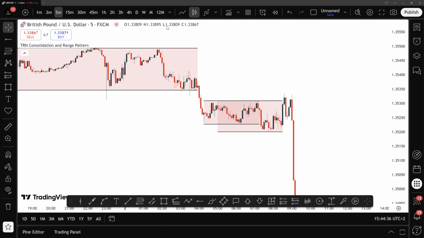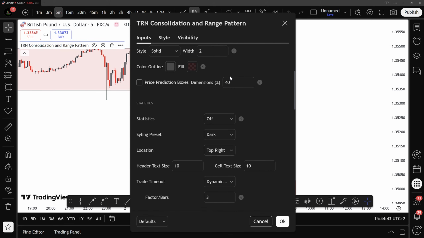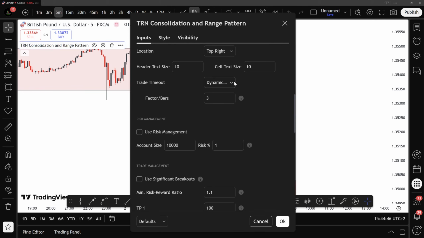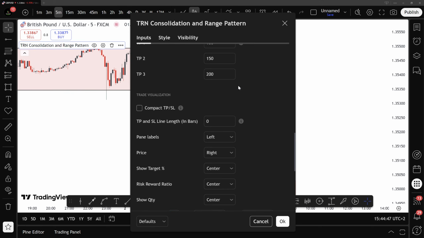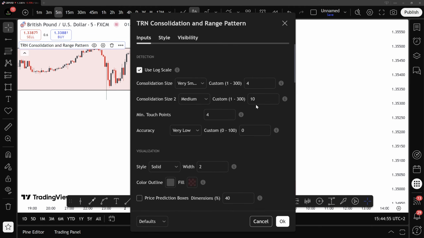So if you want my settings, let me quickly show you my settings because I know some of you want them. These are my settings. You can look at them. You can still pause the video. You'll find every detail of this indicator here. This is my settings here. You can fine tune your own settings to suit your trading style.